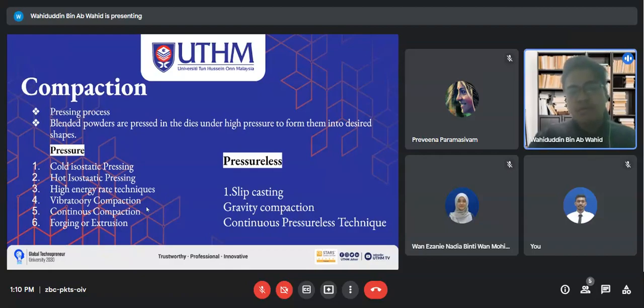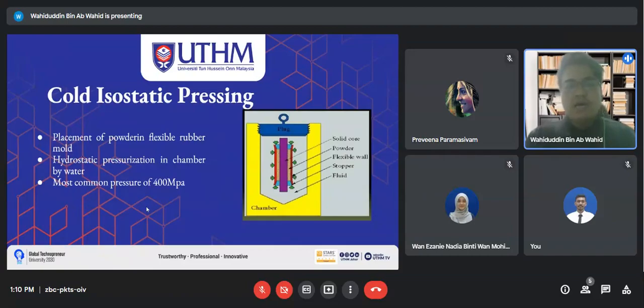Under pressure, we have cold isostatic pressing, hot isostatic pressing, high energy rate technique, vibratory compaction, continuous compaction, forging or extrusion. While in pressureless, we have slip casting, gravity compaction, and continuous pressureless technique. So let's first go into the cold isostatic pressing.